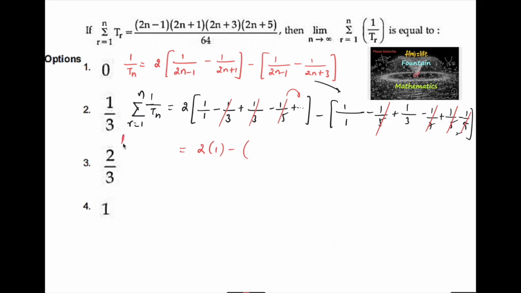As n tends to infinity, we can write limit n tends to infinity summation 1 upon Tr, where r is equal to 1 to n. We can expand it and say that the rest of the terms will be cancelled, so the remaining terms are only 2 minus 1 minus 1 by 3, which is equal to 1 minus 1 by 3, that is 3 minus 1 upon 3, that is 2 upon 3. So as n tends to infinity, the summation can be taken as only these terms, 2 minus 1 minus 1 by 3, so we'll be getting the answer 2 by 3, which is our option C.